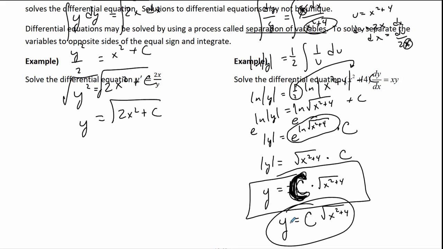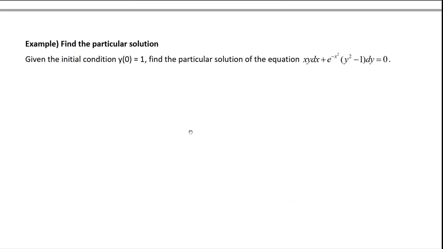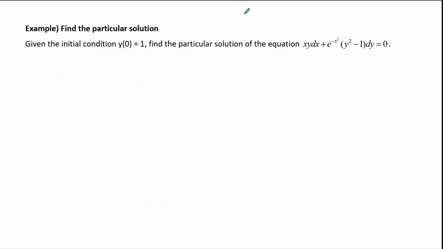Okay, so that's for separation of variables. Fantastic. Let's go to some other problems. Now I want to find a particular solution given that initial condition of y of 0 is equal to 1.